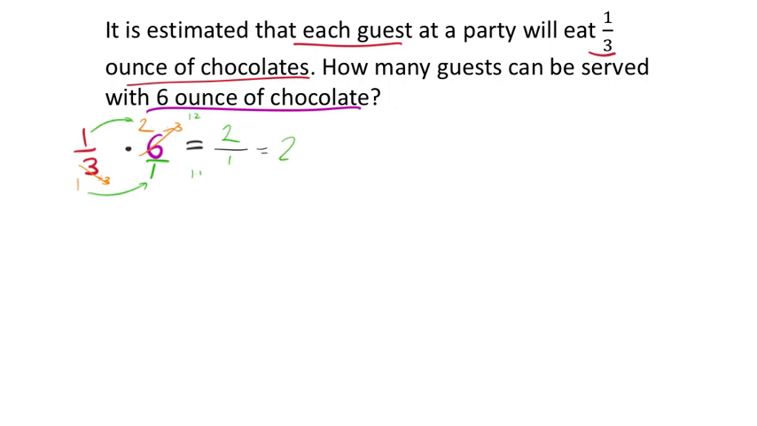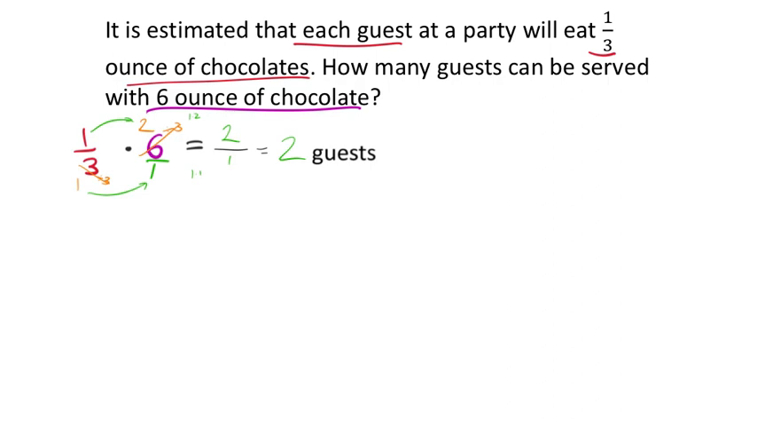Now, the label right here should give this away. It would be, and yes, again, I'm that lazy, I'm just going to copy and paste this. 2 guests. 6 ounces of chocolate. It already said each guest gets 1/3 ounce of chocolate. So if you have 6 ounces, you can feed 2 guests, or you can give 2 guests 1/3 ounce of chocolate. That doesn't make sense.